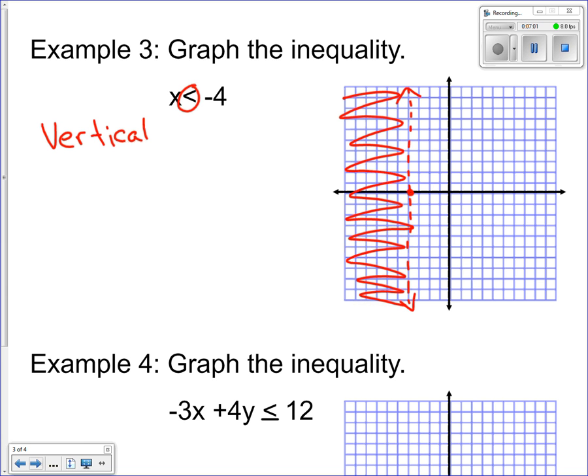And that's kind of like how it was in the last chapter. As long as you can remember when it's just y equals something, it's horizontal. Whenever it's x equals something, it's vertical. Those should be the easiest two to get.